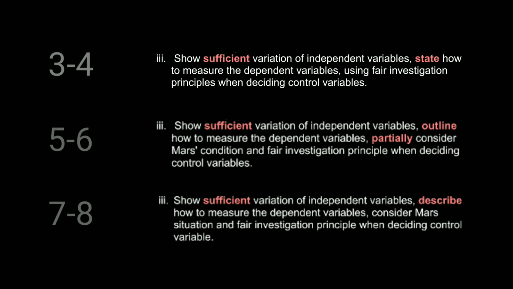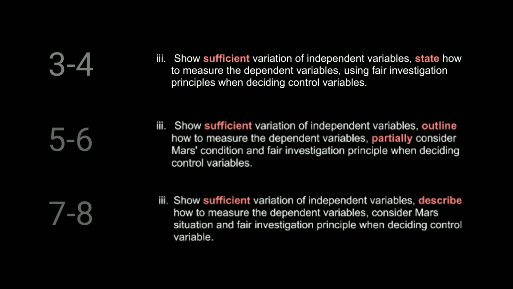In the second part of the clarification, we start to see a difference in the command terms: state, outline, and describe how to measure the dependent variable. State is typically one sentence. Outline is typically giving a brief account, while describe is the most complete one, where you can mention what tools you used, why you chose those tools, and how accurate those tools are for measuring your dependent variable.